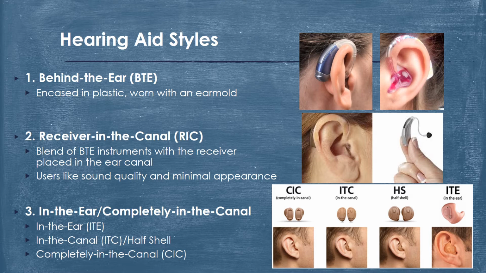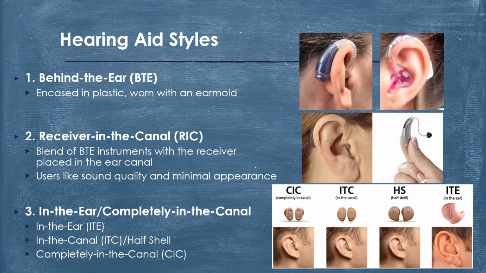The second type is the receiver in the canal. It's still fit behind the ear, except the receiver portion goes down in the ear canal. So if you look at the picture in the middle on the right, you can see the receiver portion is the little black dome that goes in the ear. It's actually got a great appearance. If you look at the picture on the left, you barely see it. It blends in with this woman's hair, and the receiver is sitting in her ear canal.